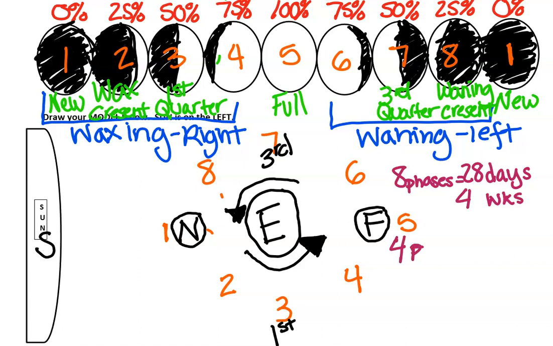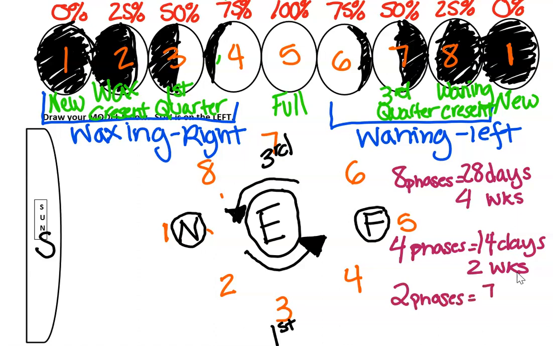Now, if I only have to go halfway, or 4 phases, let's say from new moon 1, 2, 3, 4 back to the full moon, this is going to take about half the time, which is about 14 days or 2 weeks. If I'm only skipping, let's say, 2 phases, I'm only going a quarter of the way around, say from new moon to first quarter, which is about 2 phases, so 1, 2. It takes half the time again, which is 7 days or 1 week.